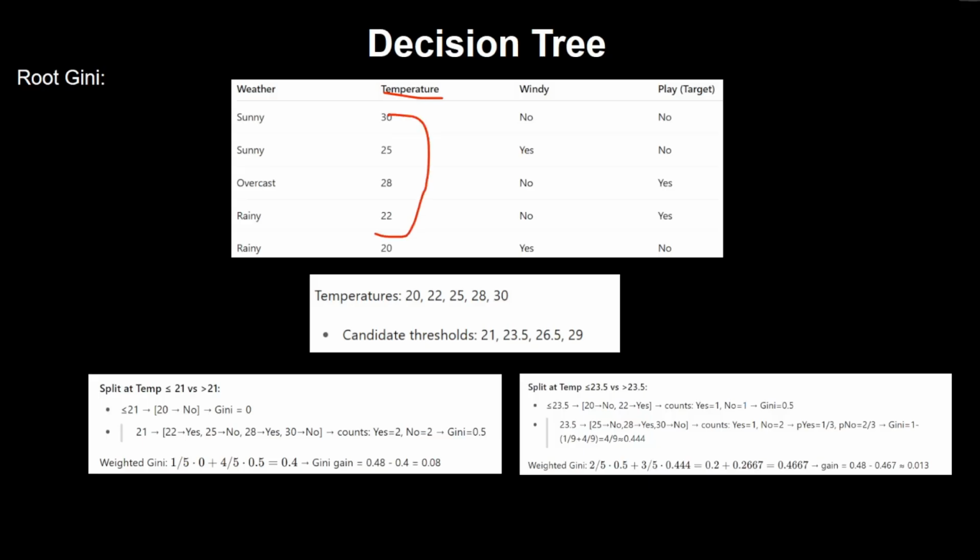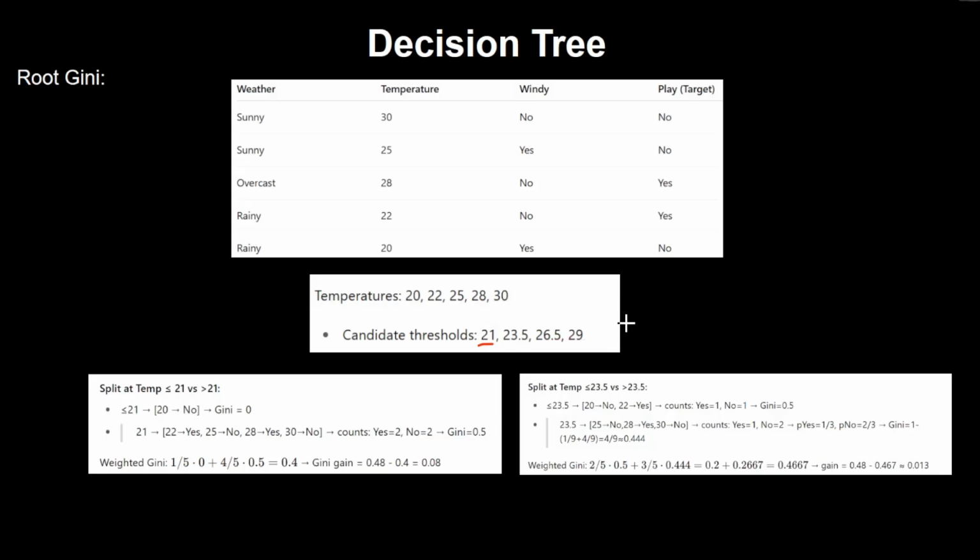So here the values are continuous, while previously we saw only categorical separation. If the values are continuous, what you have to do is first write the temperatures in ascending order, and then find the mean or average between the consecutive values. So the middle value between 20 and 22 is 21. And similarly for these two, it's 23.5 and so on. So we'll have 4 values.